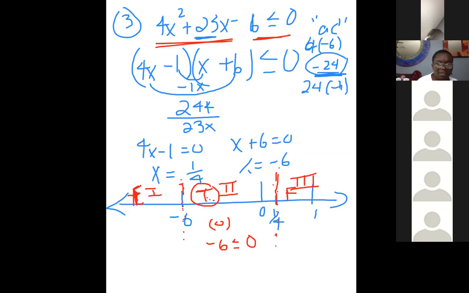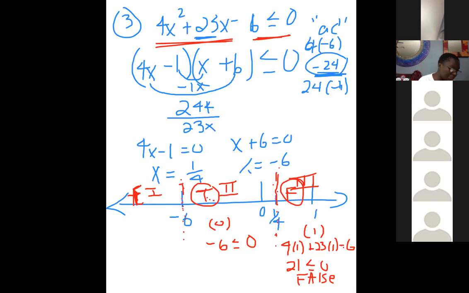Now, again, if you're not sure, guys, what you do is test another value. I'm going to go to region 3. Plug in 1 into the original problem for every x. 4 times 1 plus 23 times 1 minus 6. That's going to give me 21 is less than or equal to 0. Is 21 less than or equal to 0? Absolutely not. So this gives me a false statement. So yes, we verified that region 3 is indeed false. Since region 2 is the only true region, this is where you would go to find all the values that would make the original problem true.